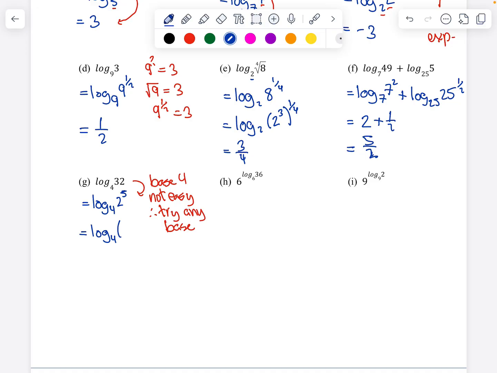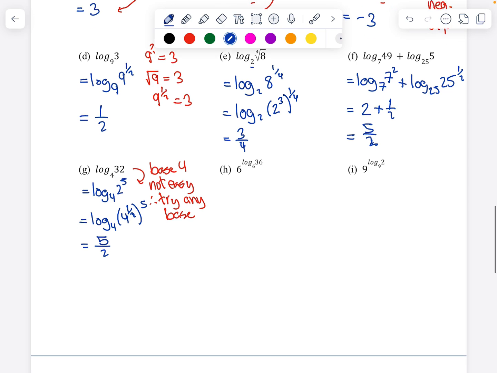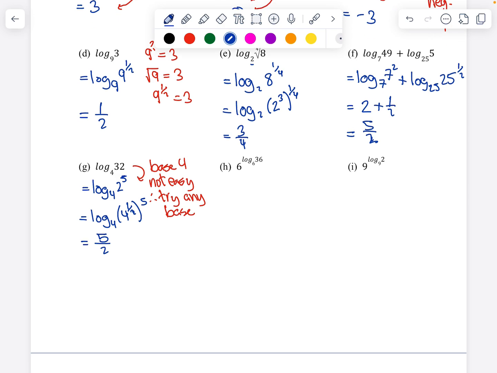I can say that 4 to the exponent 1/2, the square root of 4, is equal to 2, and this whole thing is to the exponent 5. And then as we saw in an example previously, we now have the same base, so my answer is 5/2. Now, that can seem quite complicated to do, so here is a trick that gets around that problem if we're really stuck on a question like this.